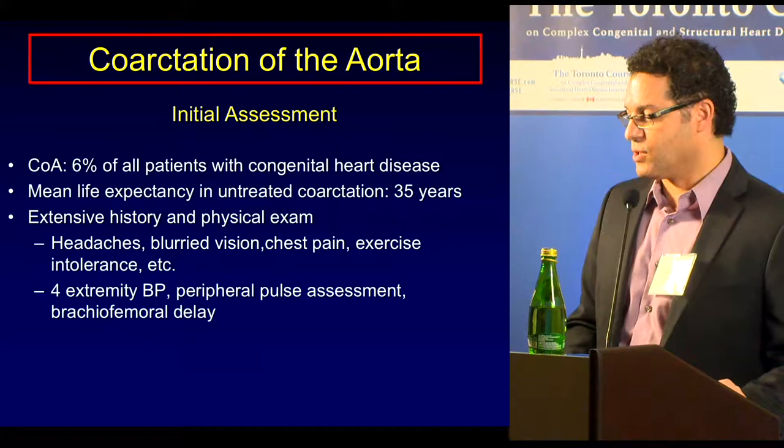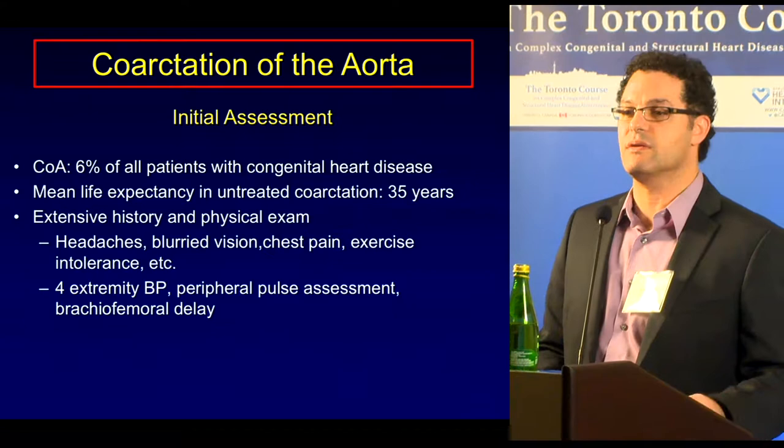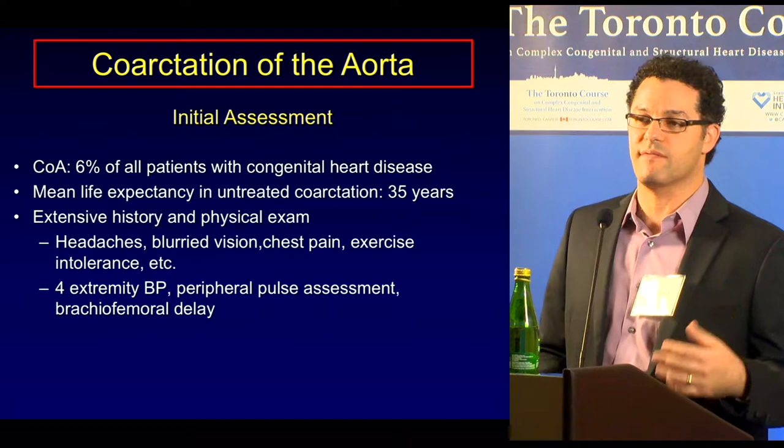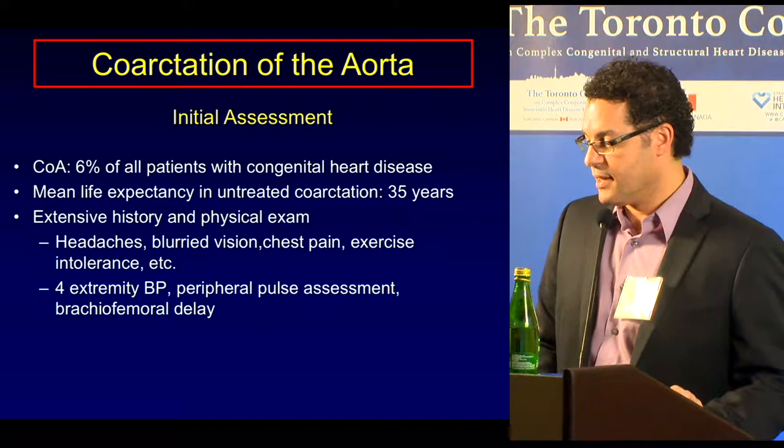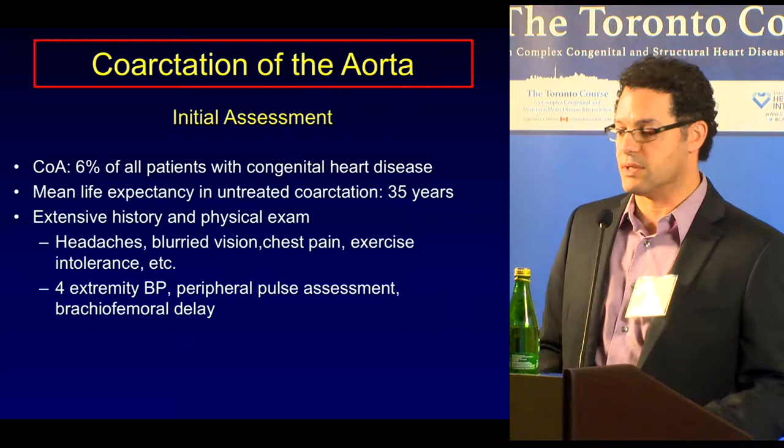So, coarctation is 6% of all patients with congenital heart disease, and mean life expectancy in patients who are unrepaired, untreated, is 35 years. So we think about this as a simple lesion. We don't typically think of it as complex, but the outcomes really are very poor for those who have a significant coarctation. Anytime you see them in the clinic, they come to you in your consult going through a full assessment: headaches, blurred vision, chest pain, exercise intolerance, anything in the history that's going to come out.